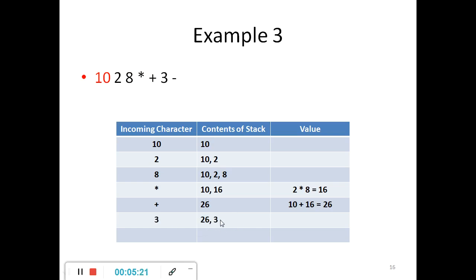The incoming character is 3, it is pushed back onto the stack, so the content of stack is 26 followed by 3. The last incoming character is a minus operator, so we perform 2 pop operations. It's very important for you to realize that it is not 3 minus 26 which is being done, it is 26 minus 3. Now 26 is the result of second pop operation, so that becomes operand number 1, and 3 is the result of first pop operation, that becomes operand number 2, and hence we get 23 as the answer, which is stored back on the stack once again.